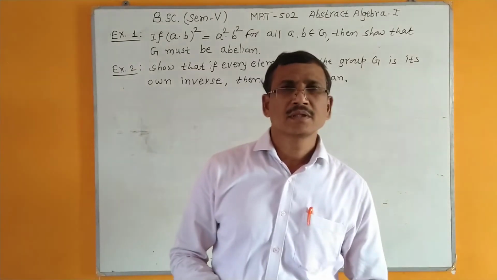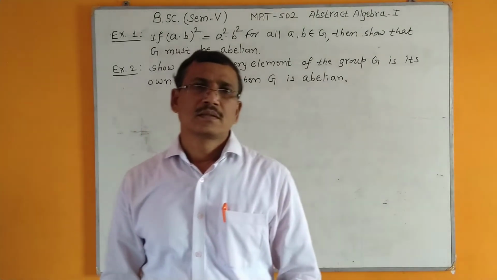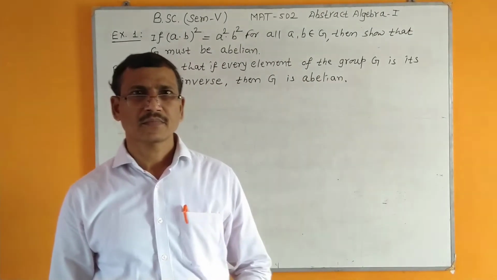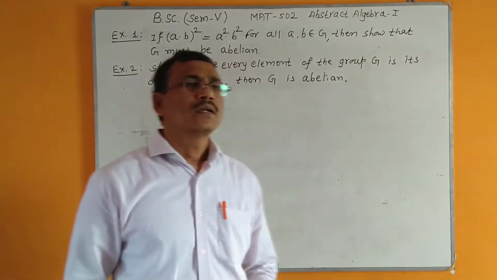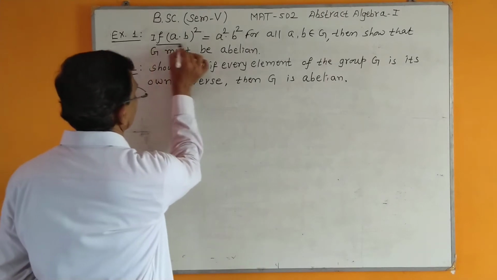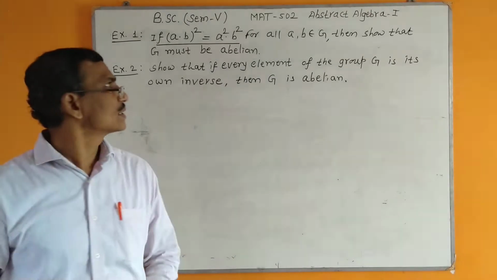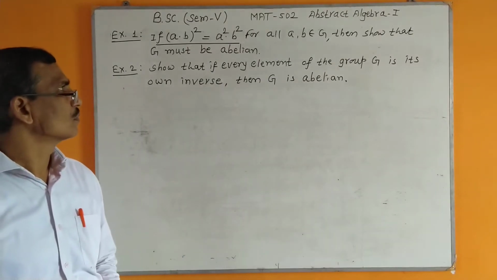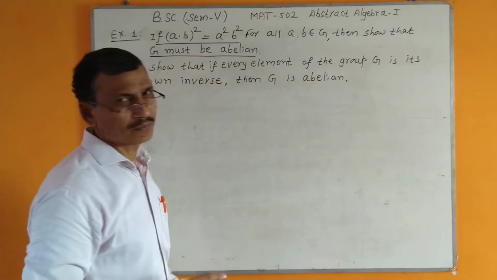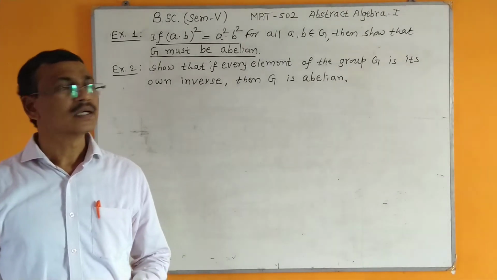In the last lecture, we have seen the properties of a group. Now, in this lecture, we shall solve two problems one by one. The first problem is: if (a·b) squared is equal to a squared · b squared, where a, b belong to group G, then show that G is an abelian group. G must be abelian, which means the commutative property is satisfied.